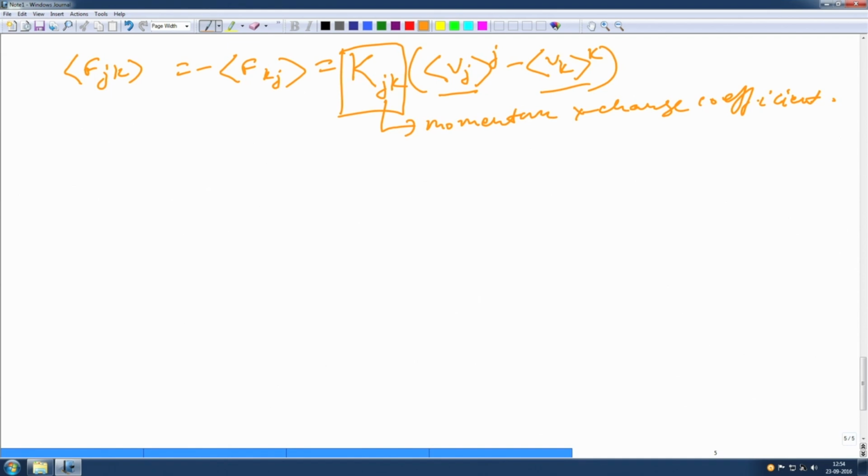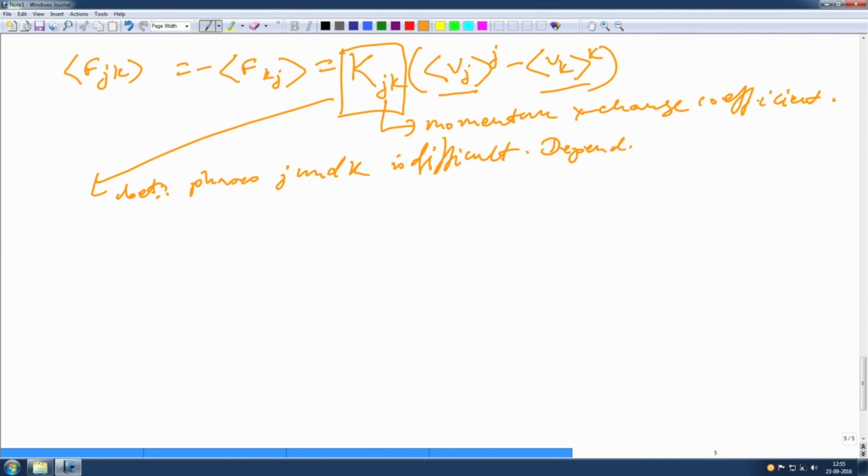So, determining this particular quantity between phases j and k is difficult. It depends on the structure of the interface also. So, it is highly dependent on interface structure. That is a very crucial thing. So, how do you actually determine it?